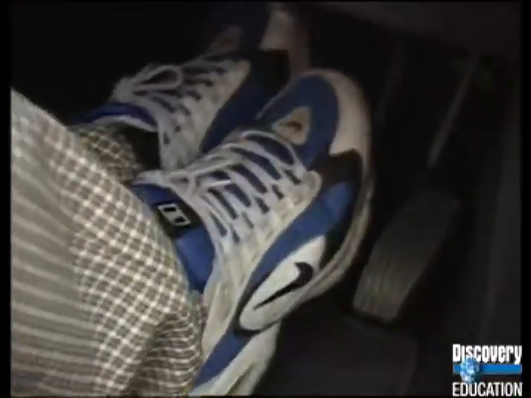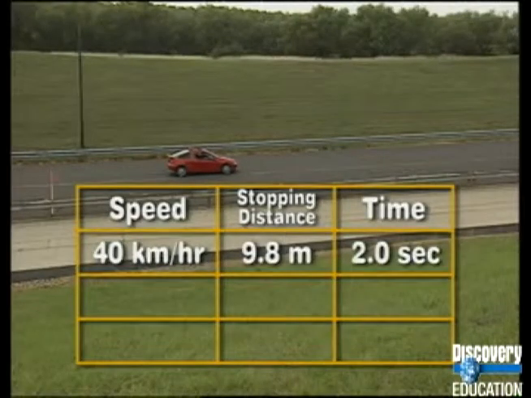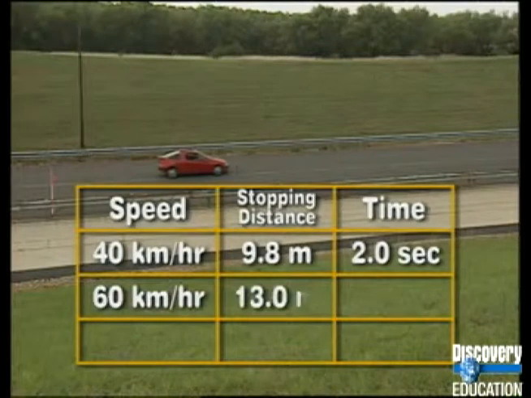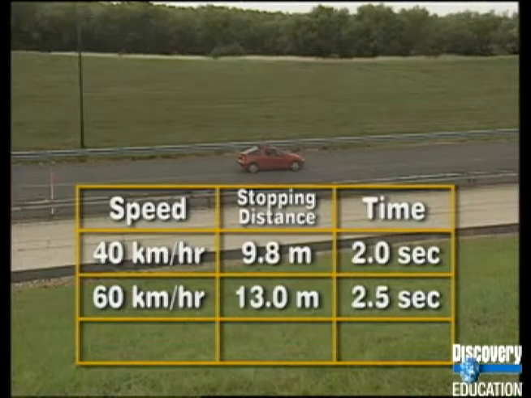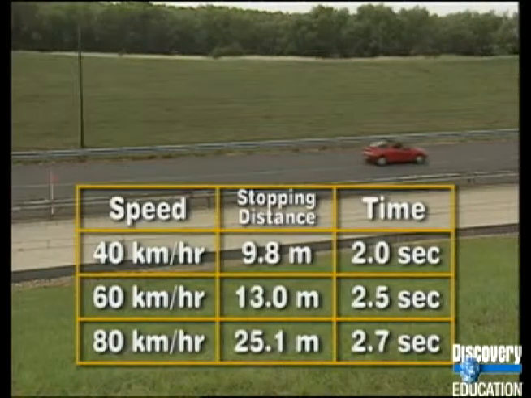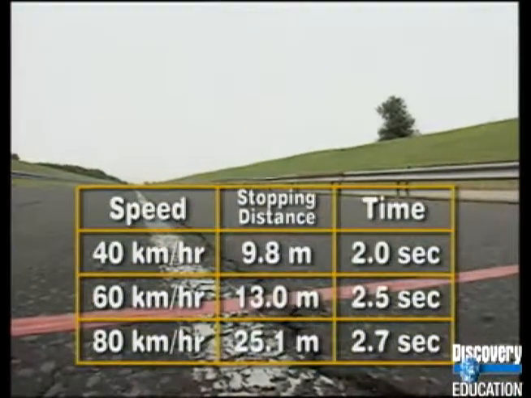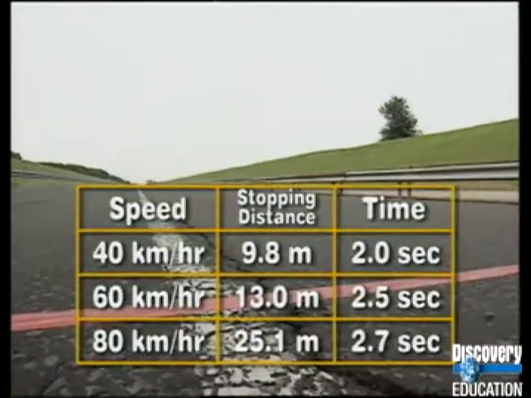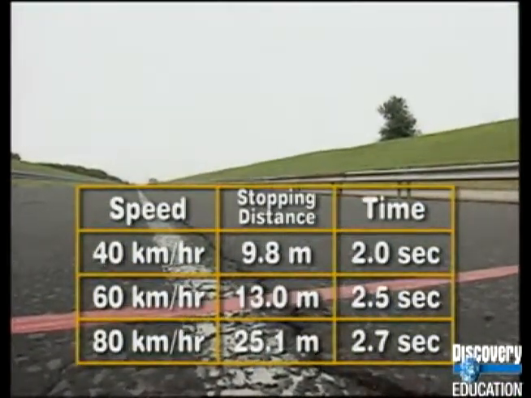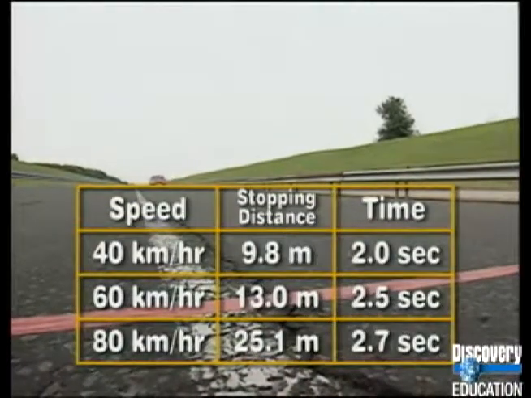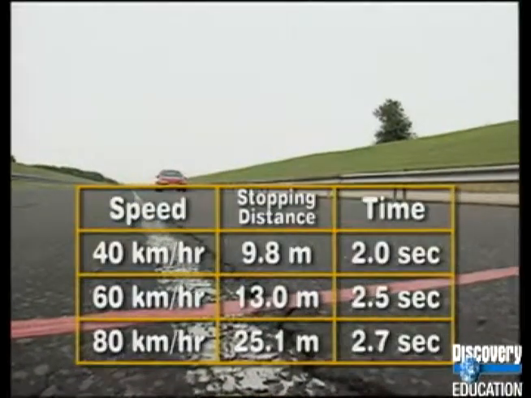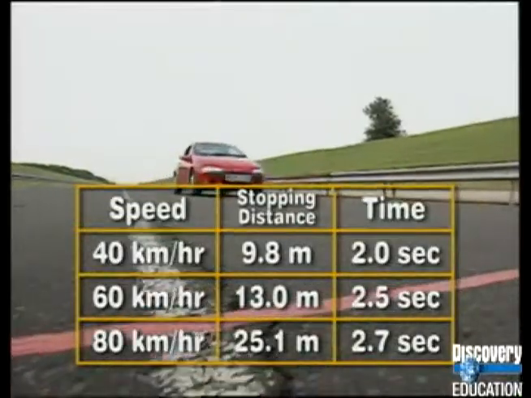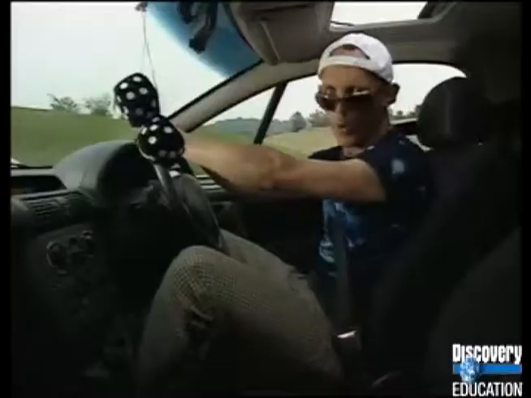Stopping distance is calculated with your distance time setup. So, if I slam on the anchors at 40 kilometres an hour, let's see what happens. Although the time taken to stop doesn't change very much, the distance travelled increases dramatically. At 40 kilometres per hour, the car travels 9.8 metres and comes to a stop in 2 seconds. At 80 kilometres per hour, the car travels 25.1 metres and comes to a stop in 2.7 seconds. Wicked.